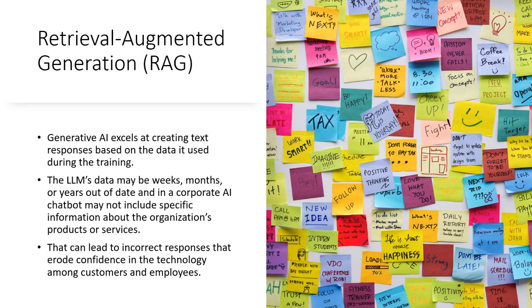Retrieval augmented generation, or RAG, is very important while using generative models in today's business applications. And why? Because, as I have mentioned, these generative AI models create responses based on the data used at training time. So maybe the model was trained some years back. The problem is the model data may be years or months or weeks out of date. And when you ask the model to give a response on a particular thing, it may not be able to give an accurate result.